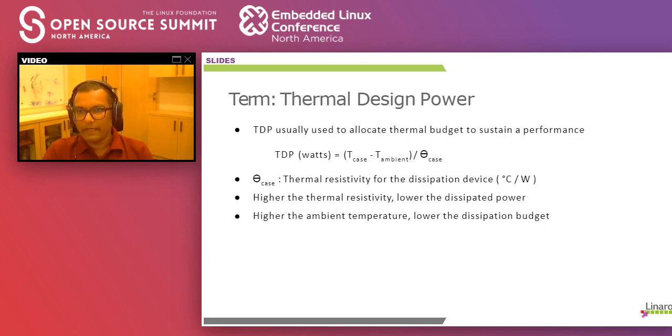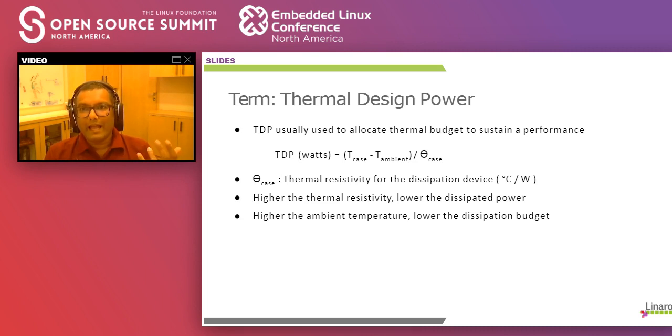The final term we need for this presentation is thermal design power, also called TDP. This is the power budget in watts to sustain performance on a chip. Typically, in a high performance use case, you want to sustain the performance at the TDP limits for as long as possible without overheating. And that is the core of what this talk is about, the TDP, how to control and balance the TDP.